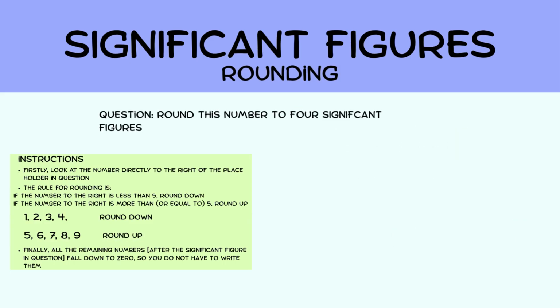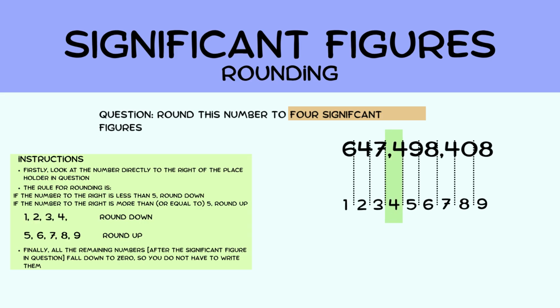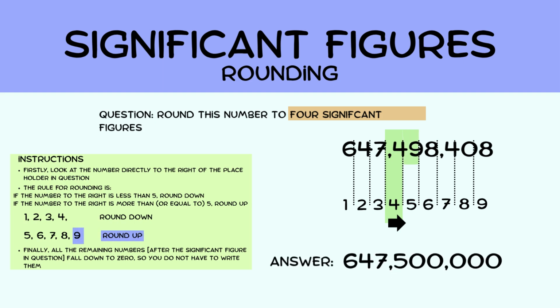In another example, if we wanted to round this number to 4 significant figures, we would locate the fourth significant figure, which is 4. The following number is 9, so we round up, making our final answer 647,500,000. Once again, the trailing numbers all fall down to 0 as they all become insignificant.